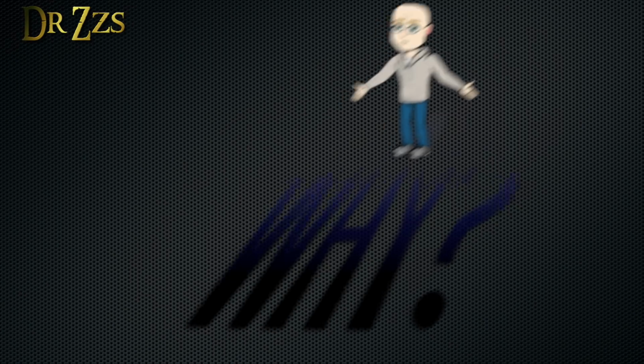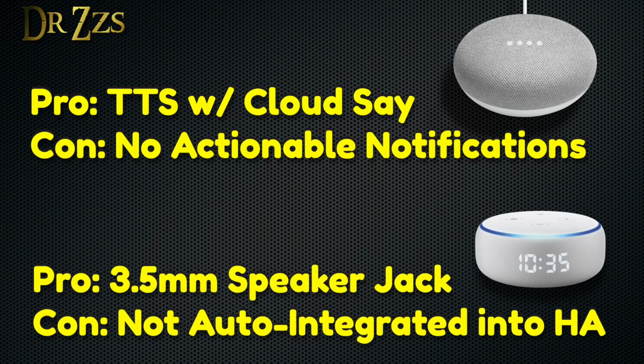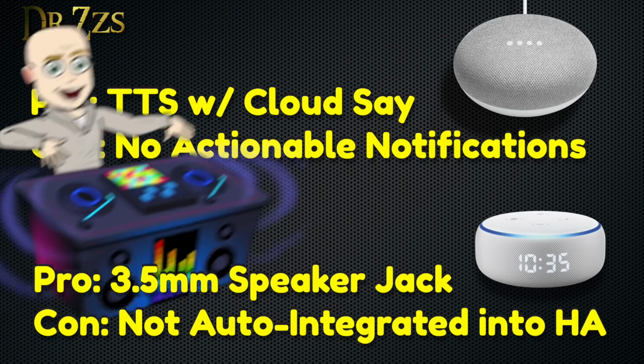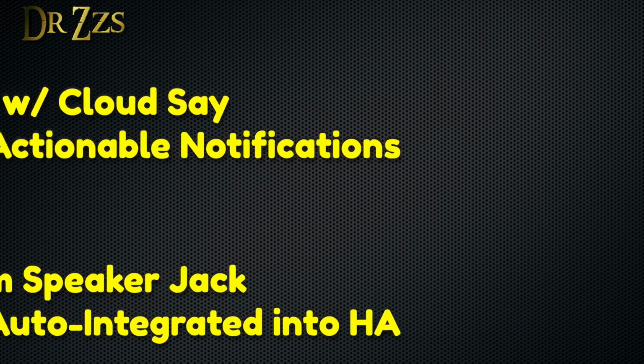Well, I use both. Google Home has great text-to-speech with Cloud Say. But as far as I know, there's no way to use actionable notifications with Google Home. And I also like Alexa devices specifically for playing music because they have an audio jack for connecting speakers. I like speakers.